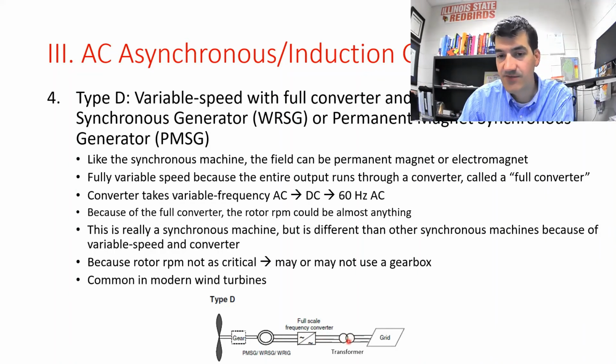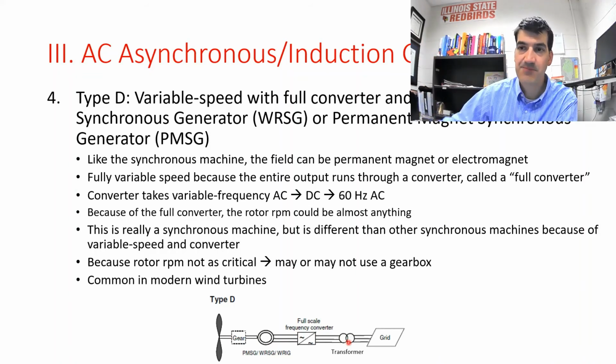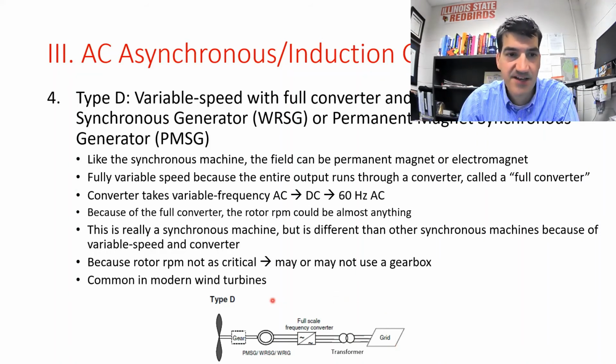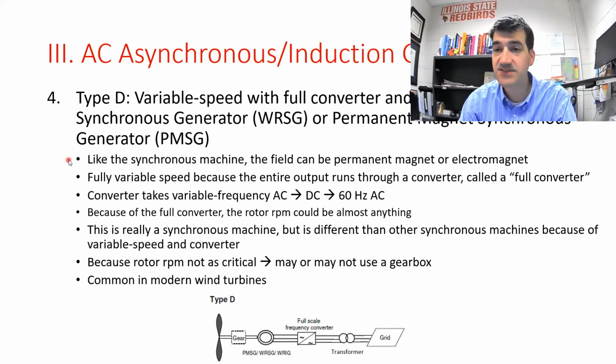It still goes through a transformer because it's going to be at a lower voltage than we want to put on the transmission line. So we put it on the transmission line to go to the substation or the electric grid. As you can see, this is actually a lot simpler than the DFIG design. This actually has a lot of similarities to the synchronous machine.